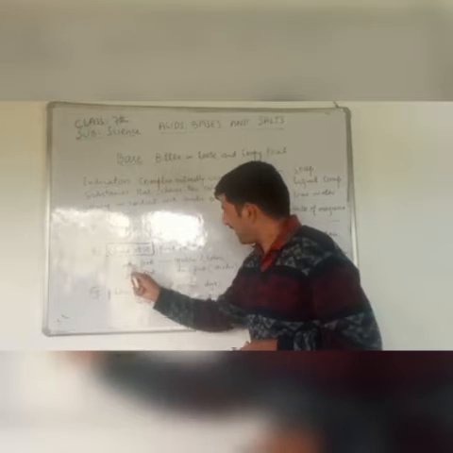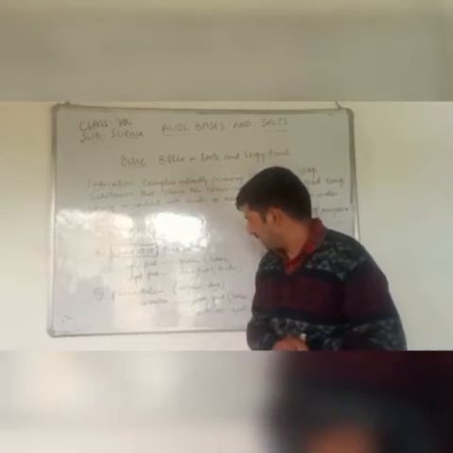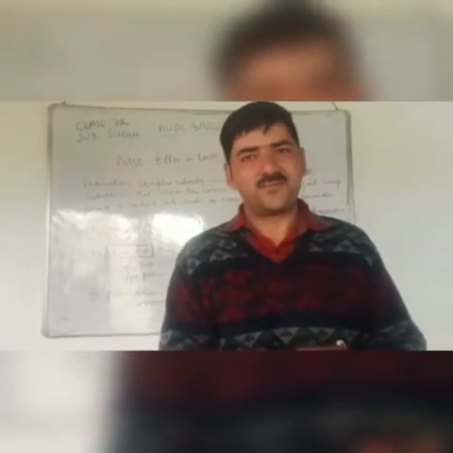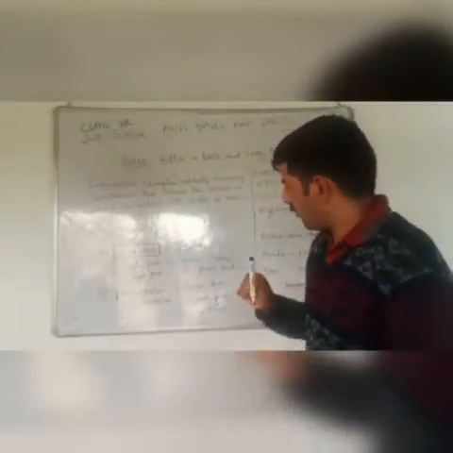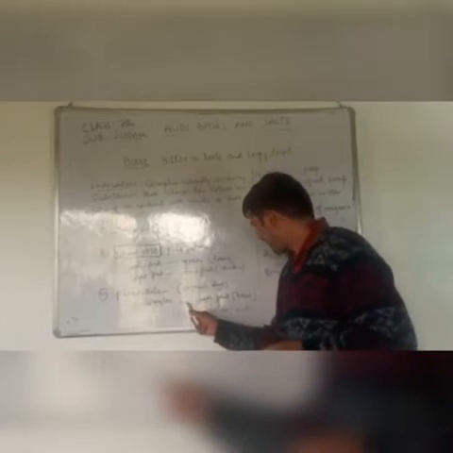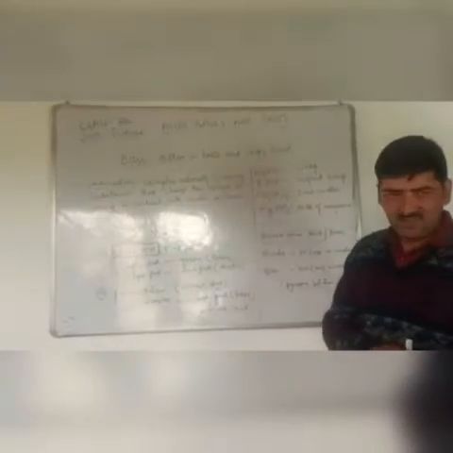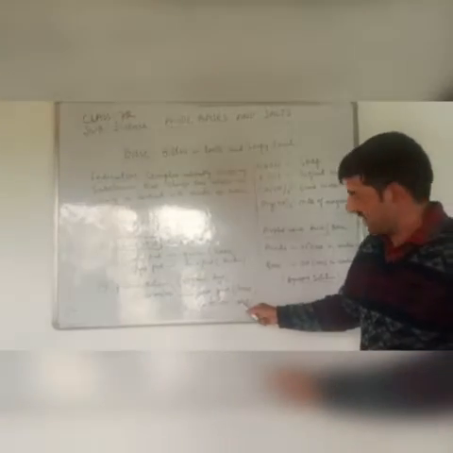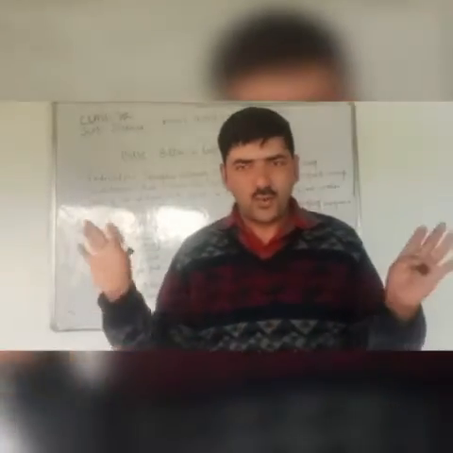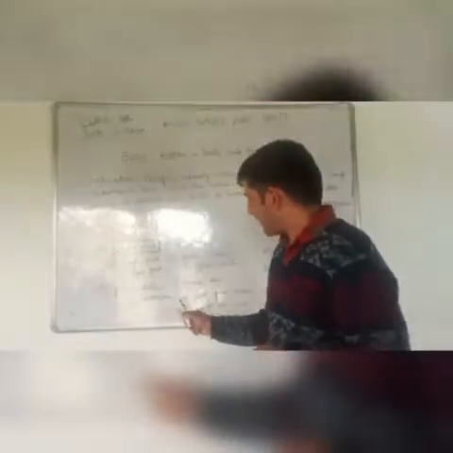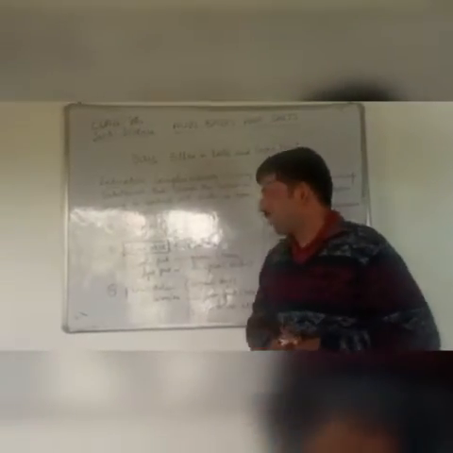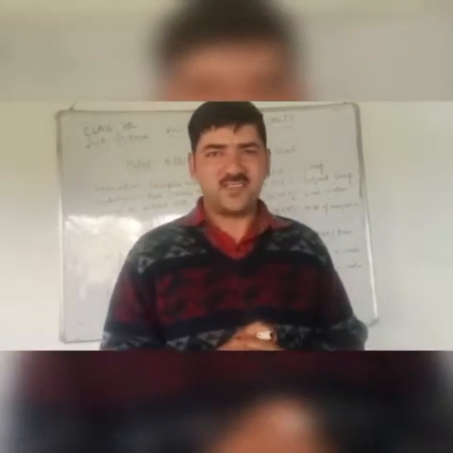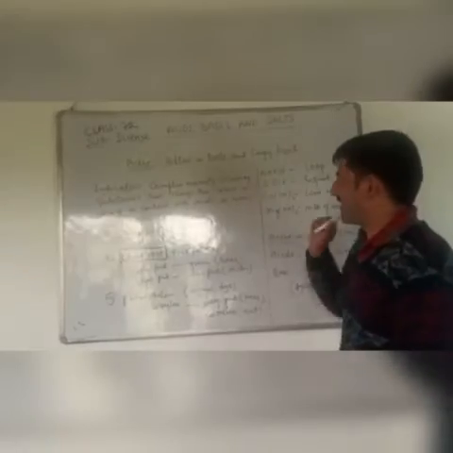Similarly, we have another indicator, phenolphthalein. This is an organic dye which is colorless. It has no color. When this colorless solution comes in contact with base, its color changes to deep pink, and when it reacts with acid, there is no color change at all. The solution remains colorless. By these means, we can say that a particular substance is acid or base.